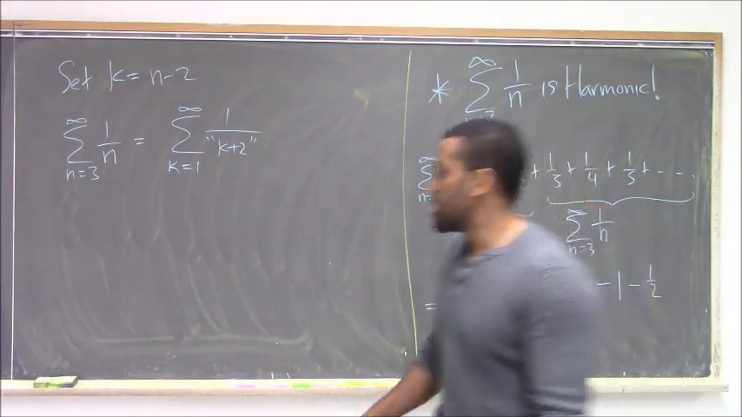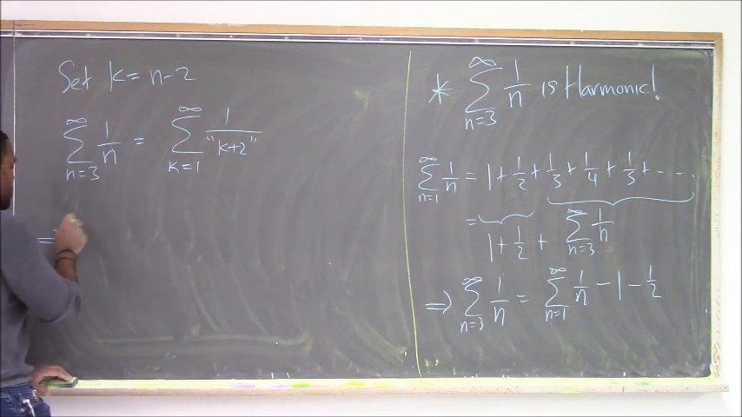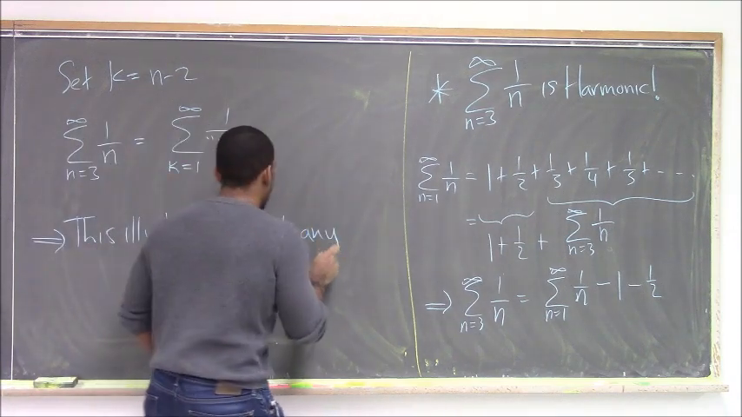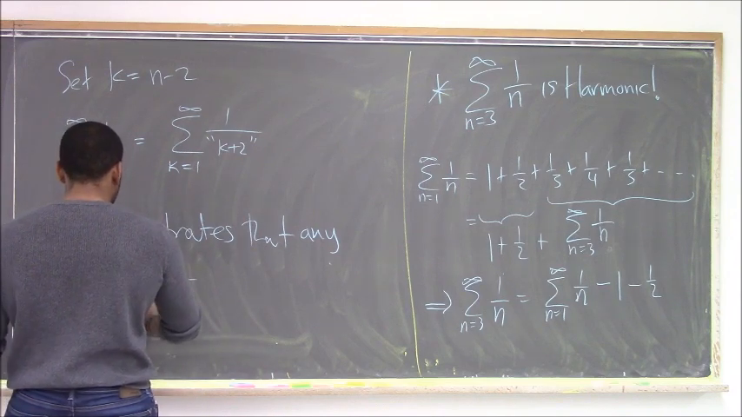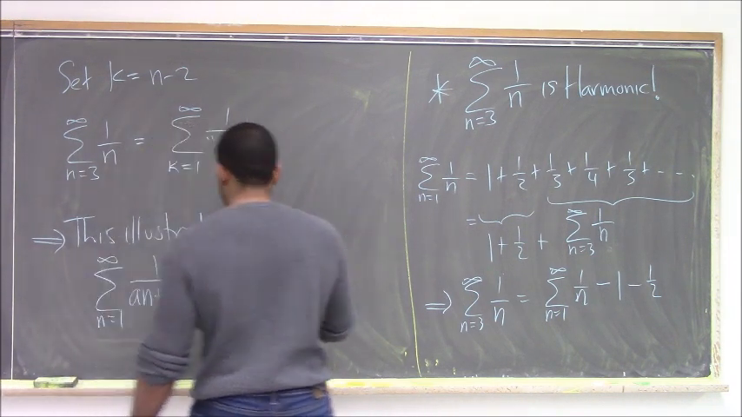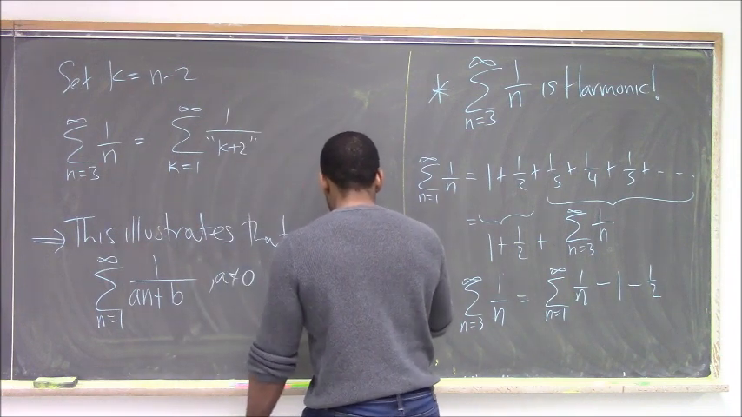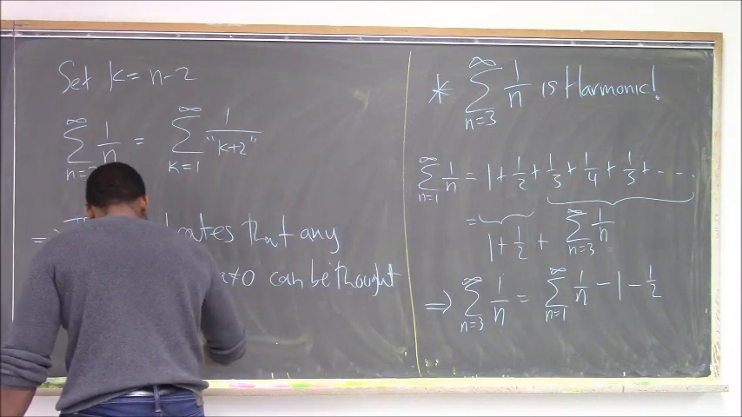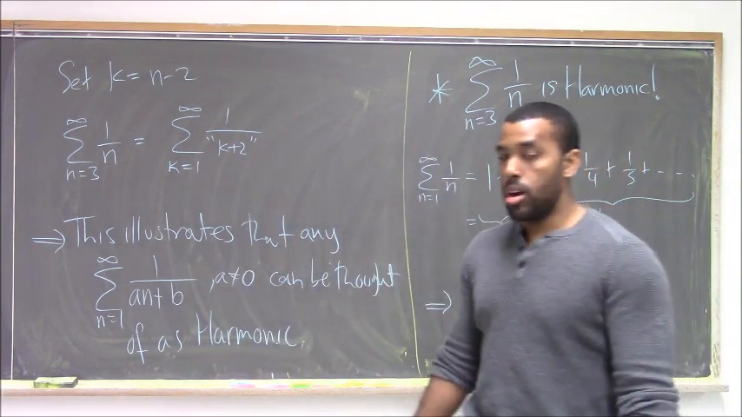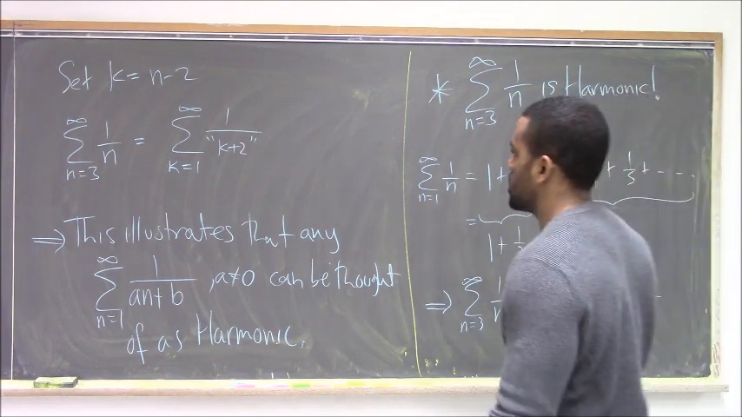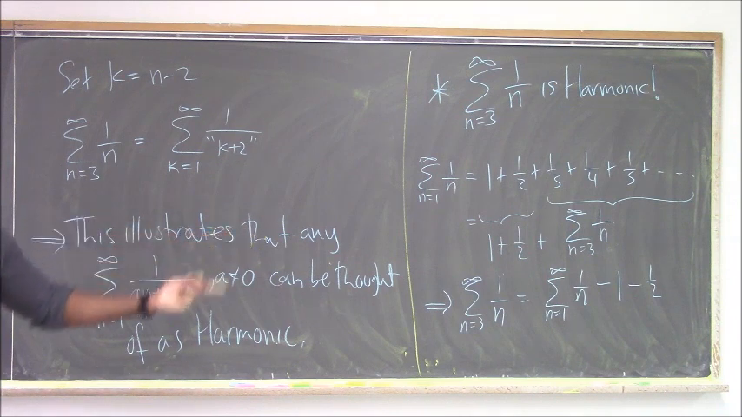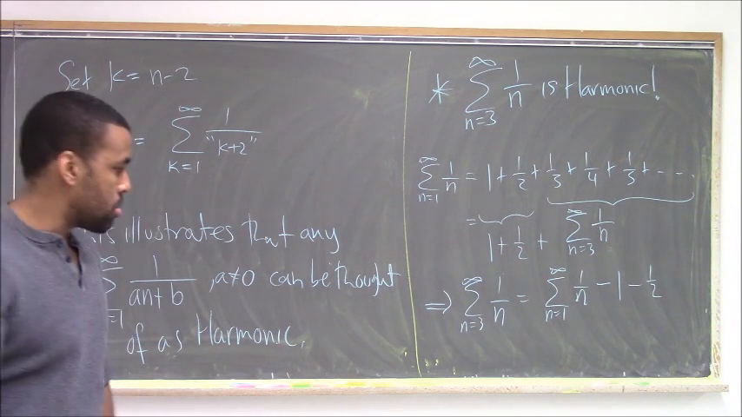So pretty much any series that you have looking like the sum of 1 over an plus b, n goes from 1 to infinity, a not equal to 0, can be thought of as harmonic, because the behavior is similar enough to a harmonic series. And you can always just set k equal to this, so you have that 1 over k, and then an argument similar to over here tells you that it's going to diverge because it has a harmonic behavior.